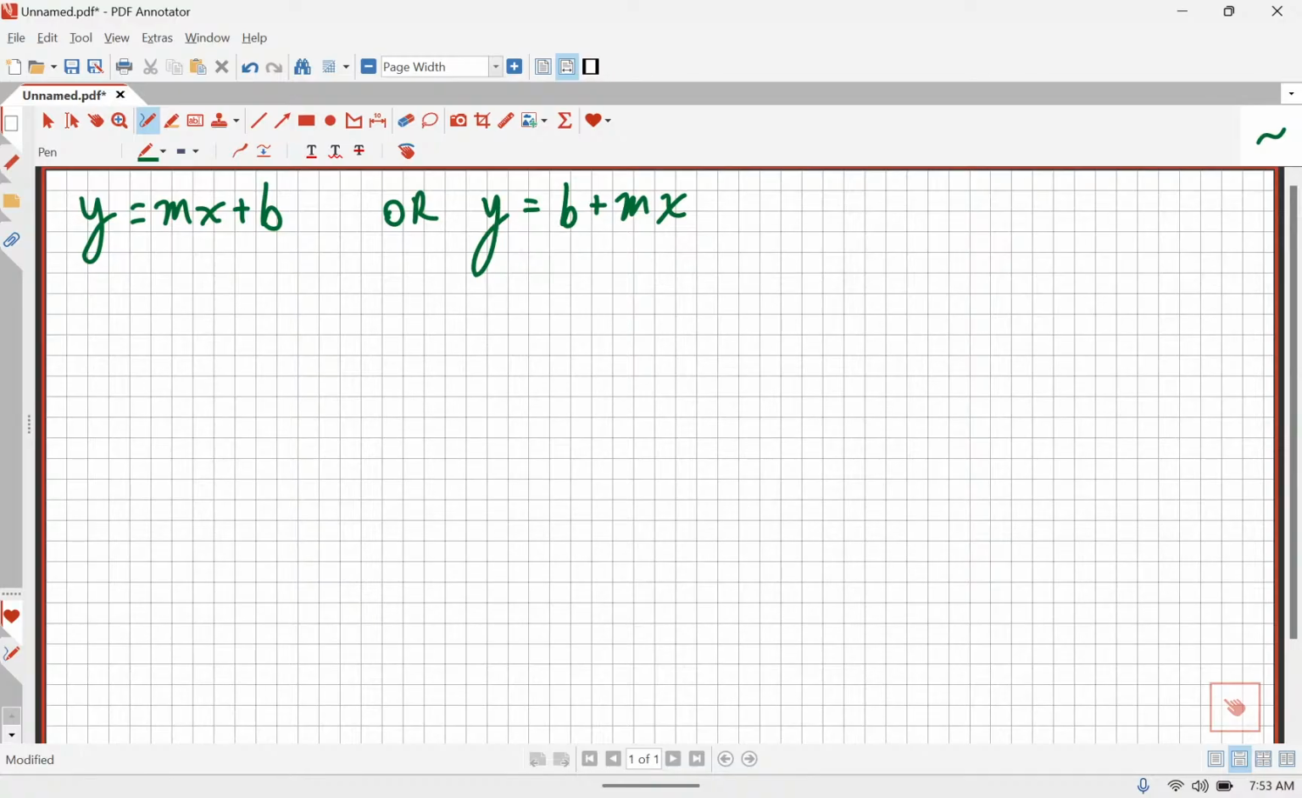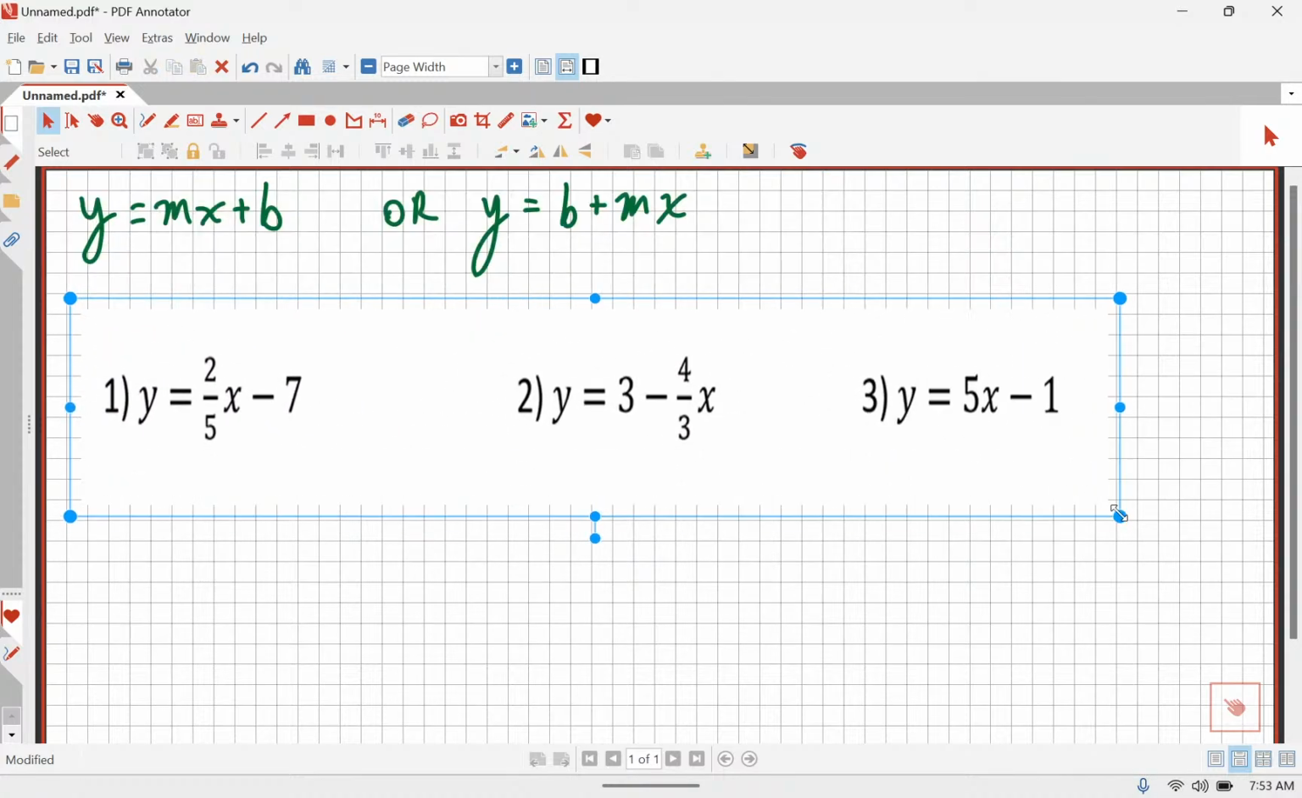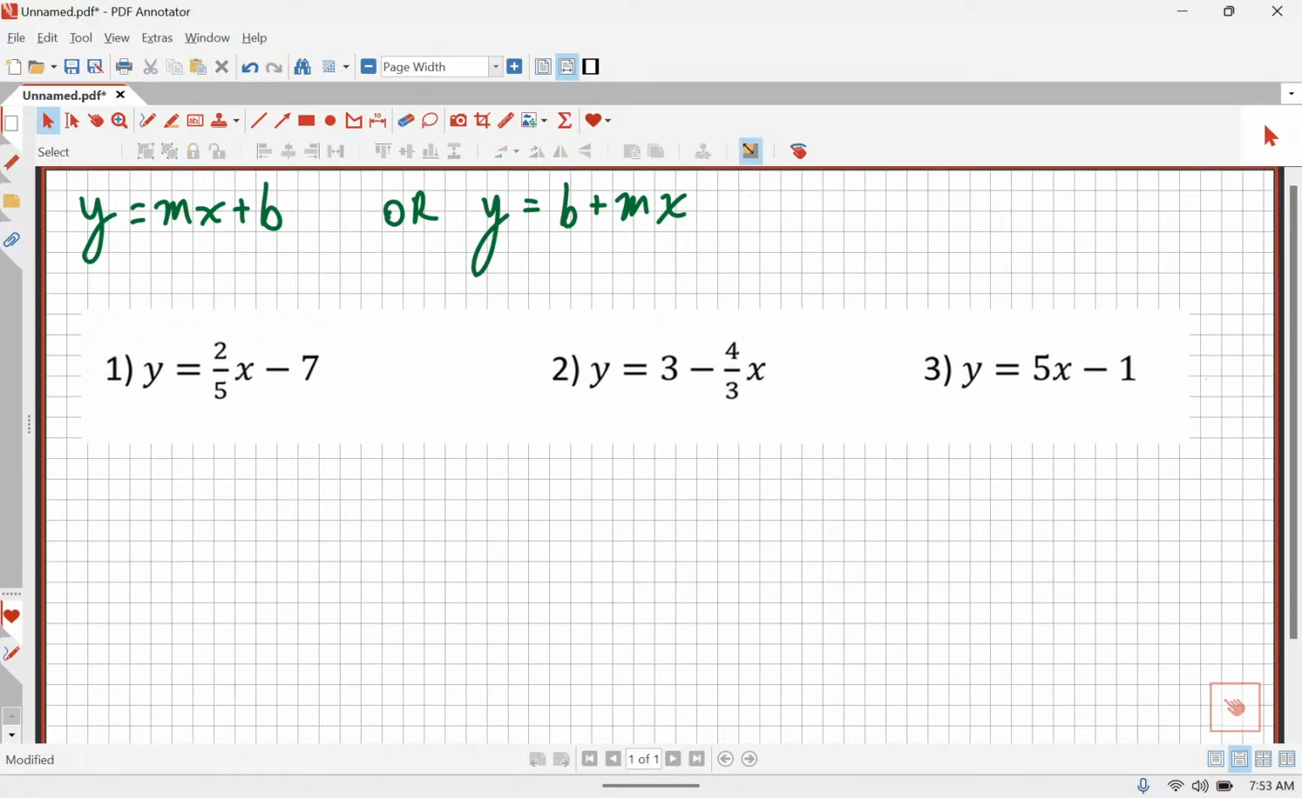And so all I wanted you to do in this warm-up is identify which part's which. Which part is the m, which remember that's the slope, and which part is b, and remember that's the y-intercept. So let's go ahead and put this down.